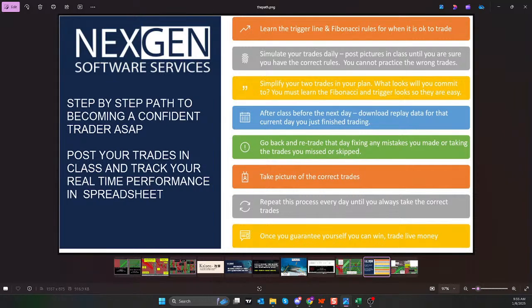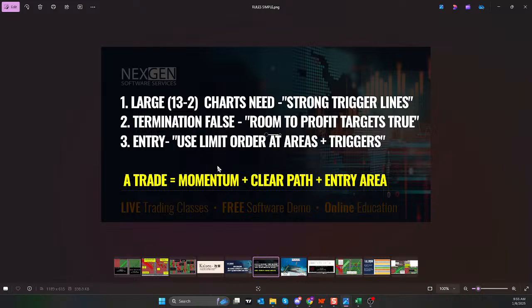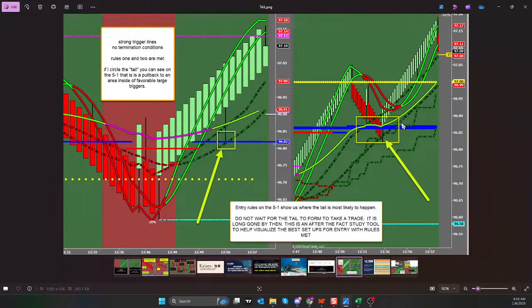And I do this every day. It's the first hour every day. We repeat it every day. We learned the trigger line and the Fibonacci rules for when it's okay to trade. We broke them down individually. We talked about what they look like, what they mean to you. We even focused on how you can study them to go back, to not even have to take a trade, to get great at your chart reading.